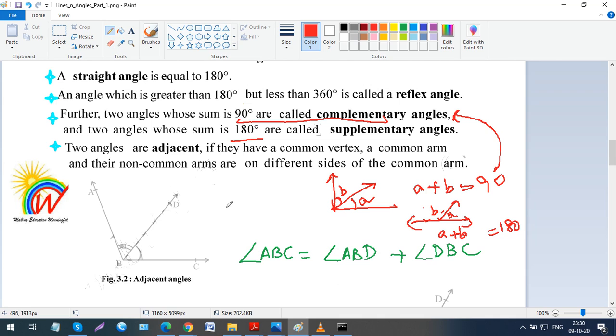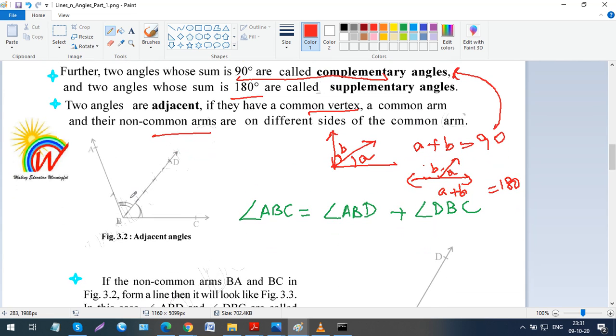Now, two angles are adjacent if they have a common vertex, a common arm, and their non-common arms are on different sides of the common arm. This means that if these two angles, like this angle and this angle, are called adjacent angles if they have a common vertex. See, they have a common vertex B, right? And they have a common arm. This is the common arm. Alright, and their non-common arms are this and this. They lie on the opposite sides.